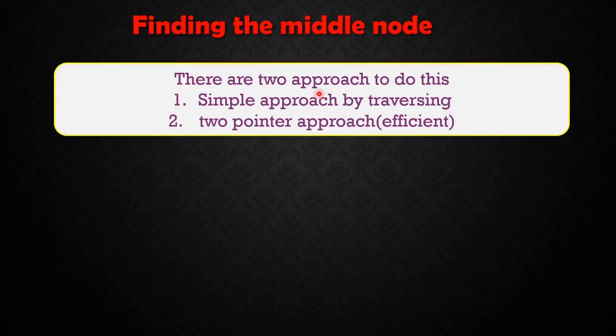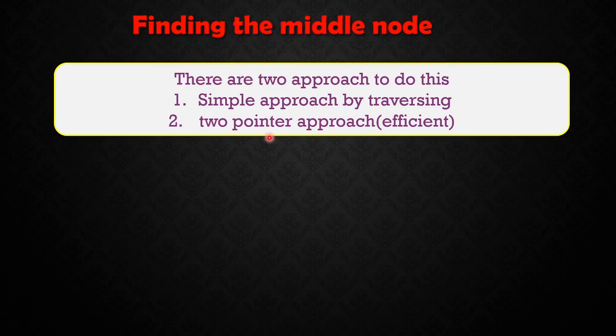So basically, to find the middle node of the linked list, we have two approaches. The first approach is quite straightforward. We just need to traverse the linked list and find the total size of the linked list, and after that we will traverse the linked list again from the head pointer until we reach the n by 2th node, right? So in this way you can find the middle node. This is the simple approach.